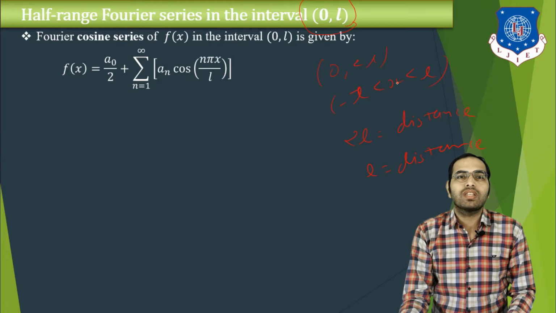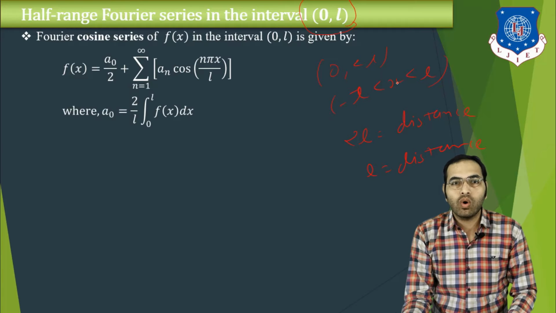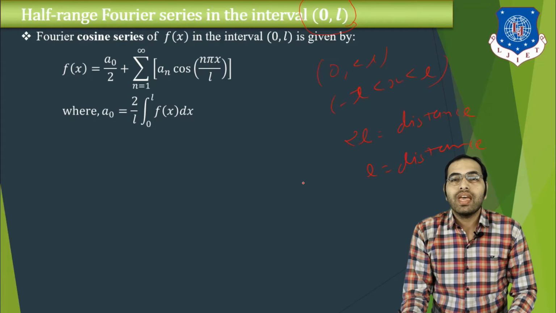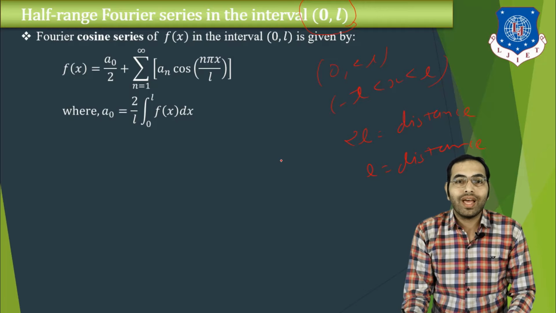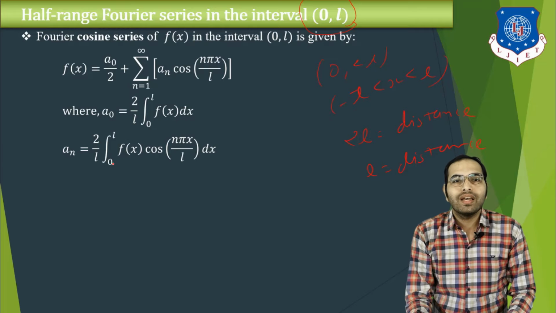Firstly, the Fourier cosine series of the function on the interval 0 to L is given by f of x equal to a0 by 2 plus summation where n runs from 1 to infinity of an cos n pi x by L, where a0 equal to 2 by L integral 0 to L f of x dx. Now an equal to 2 by L integral 0 to L f of x cos n pi x by L dx. Finding a0 and an and substituting in this equation gives the Fourier cosine series, that is the half-range cosine series.